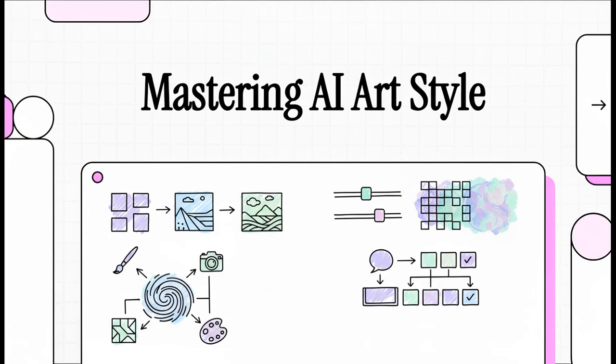Welcome back. Today, we're cracking the code on one of the biggest challenges in AI art. You know how you get an image, but not the image you actually had in your head? Well, we are talking about deliberate, repeatable control over the style in Midjourney.